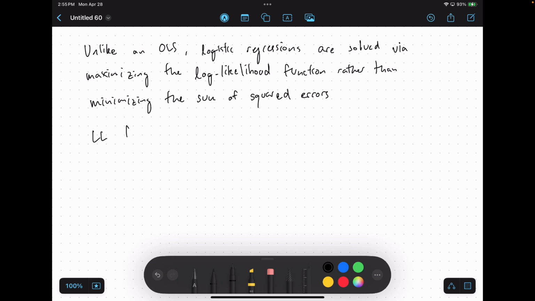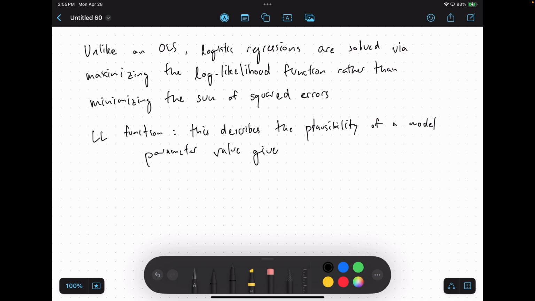And the LL function, so what is the likelihood function? This describes the plausibility of a model parameter value given specific observed data. Okay, you guys don't have to memorize this, but it looks something like this.